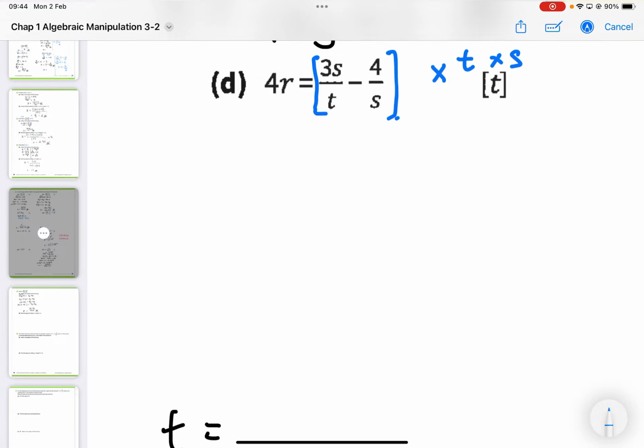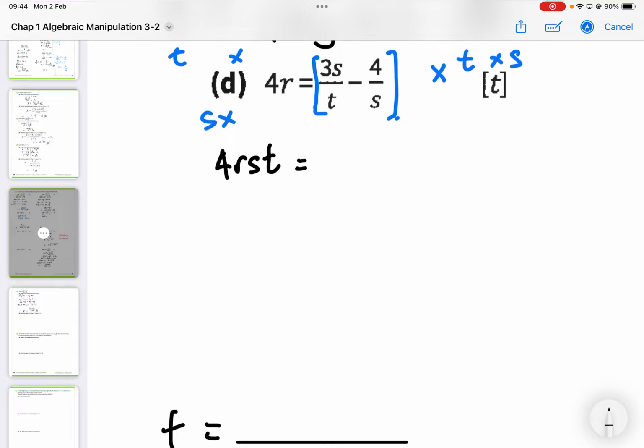Okay? But if I want to do this, I want to multiply this thing to the right, I need to multiply to the left. So to the left, I will also multiply T, I will also multiply S. Okay? Then look at the effect. The effect is 4R times S times T, I will have 4RST.